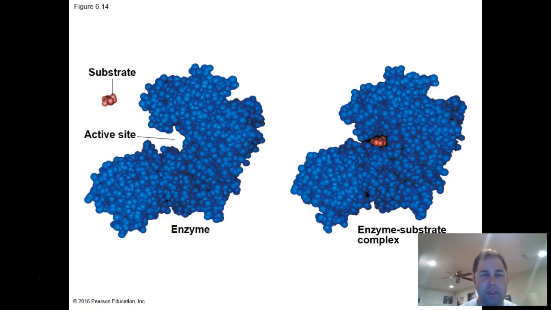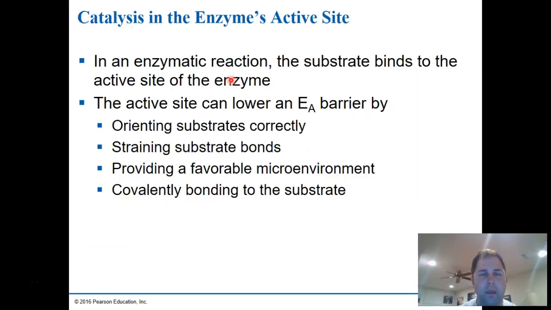Here's a great picture of it. So substrate fits into the active site, and you can see this enzyme substrate complex is actually sort of closed up around the substrate. The substrate binding the active site of the enzyme lowers the activation energy by doing things such as orienting the substrates correctly, straining the substrate bonds, providing a microenvironment for a reaction to occur, or covalently bonding to the substrate, giving it a higher energy so it can have a negative delta G later on.